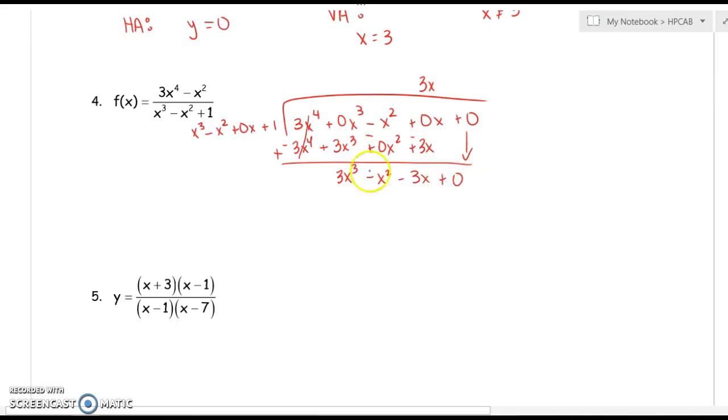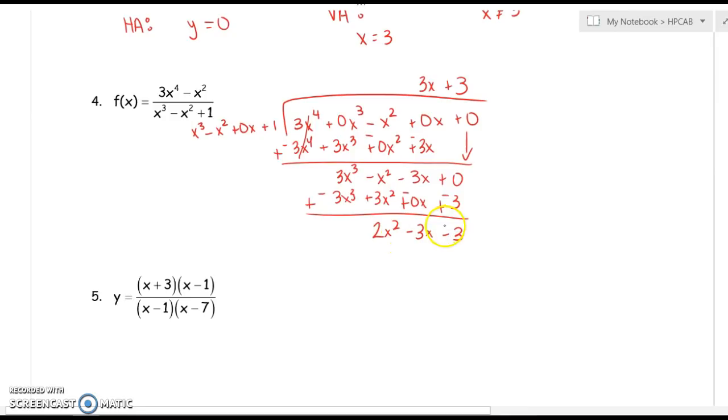All right, and so then we need to figure out x cubed times what will give you 3x cubed. X cubed times 3 is 3x cubed. 3 times x squared is negative 3x squared. 3 times 0x is 0x. 3 times 1 is 3. And then you subtract, or add the opposite. These cancel. Negative x squared and 3x squared is 2x squared. Negative 3x and 0x is negative 3x. And then you got a minus 3.